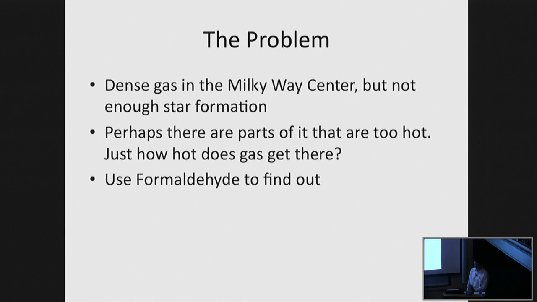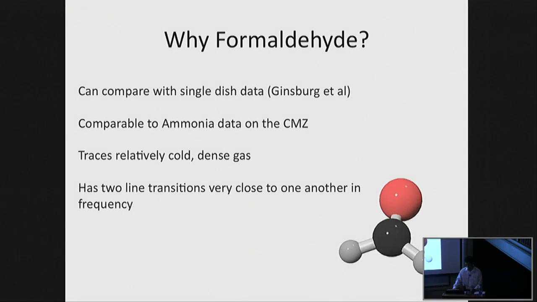So one question is, why don't we use formaldehyde gas to find out? And then the question arises, why formaldehyde? There's already been work in this area. Ginsburg et al., Adam Ginsburg is one of my advisors on this project, published a paper this year on single-dish data using the APEX telescope. Here we're using the SMA, the Submillimeter Array, located on Mauna Kea, Hawaii, which gets higher resolution data on the CMZ clouds. You can also compare it to ammonia data taken on the CMZ. It fills in some of the holes that the ammonia surveys left behind. And just like CO, formaldehyde is a tracer of cold, dense gas.